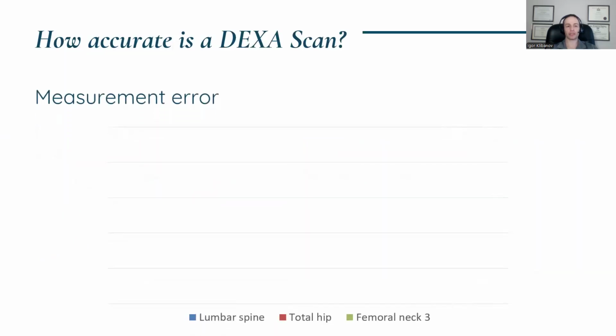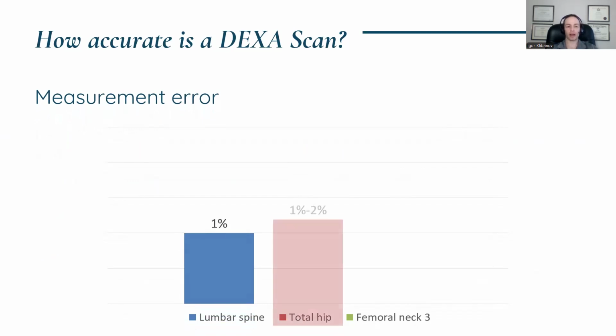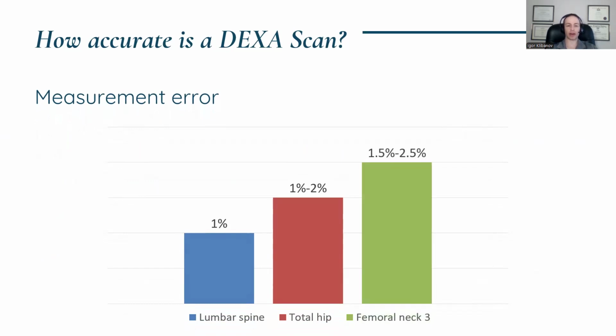Now, that brings us to the accuracy of DEXA scans. Is it high tech? Yes. Does high tech mean perfect accuracy? No. It has okay accuracy, not great, but not terrible, not so bad we shouldn't use it. So the measurement error does vary based on where you're scanning. The lumbar spine has a 1% measurement error. The total hip has 1 to 2%, and the femoral neck has 1.5 to 2.5% measurement error.